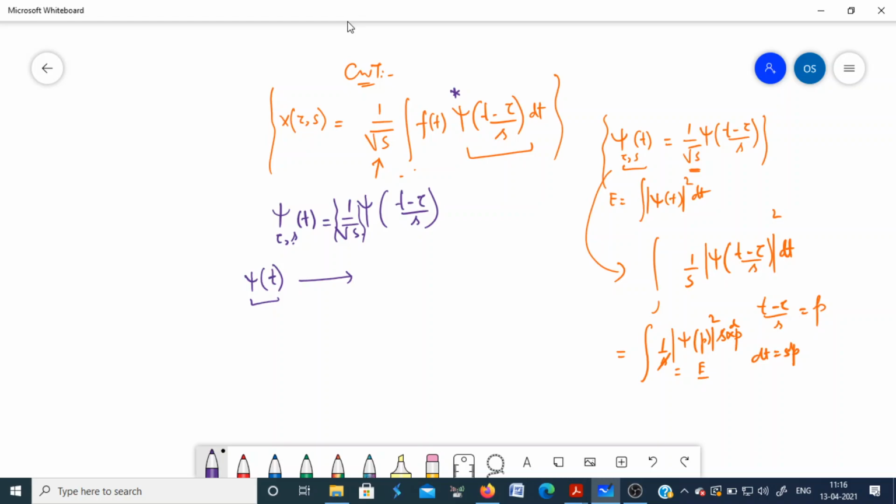Okay, so if you first translate it, you will get psi of (t minus tau), that is the shift.